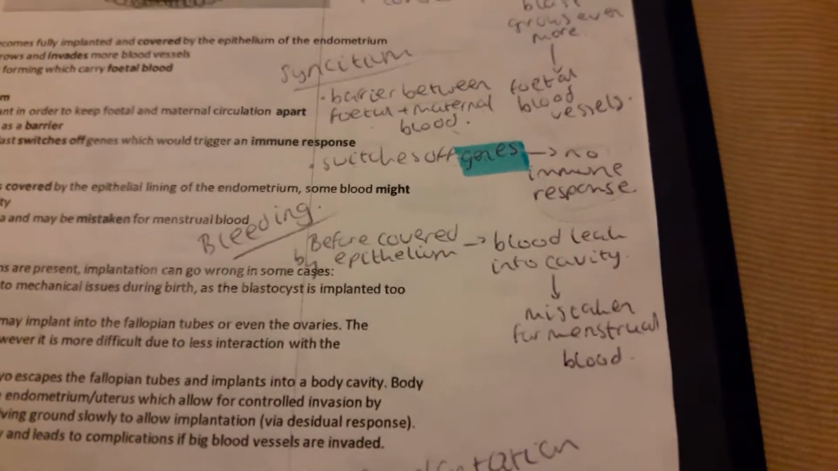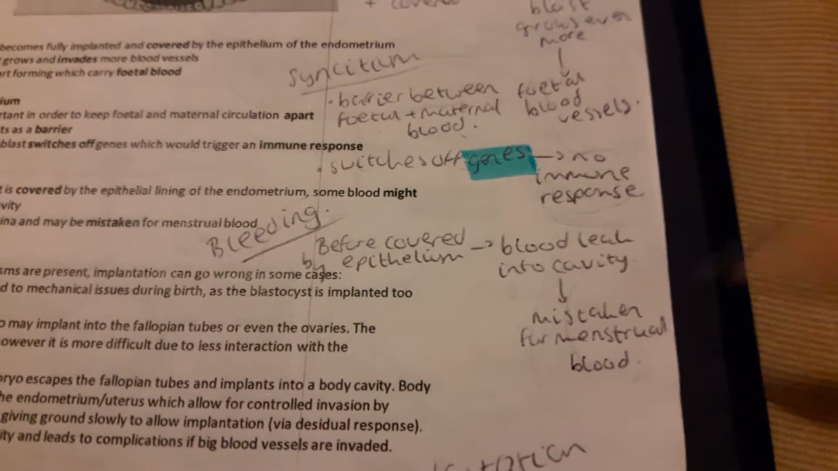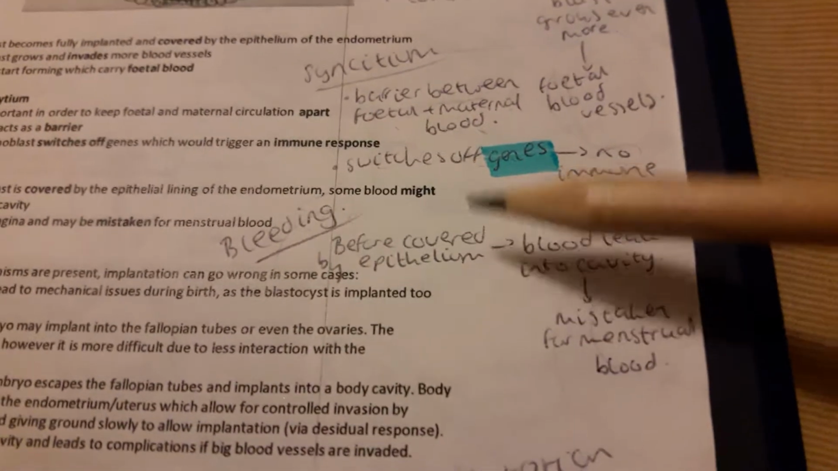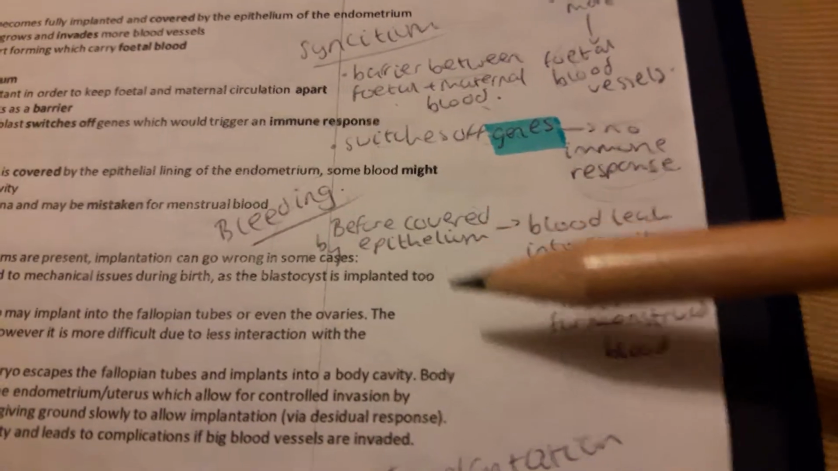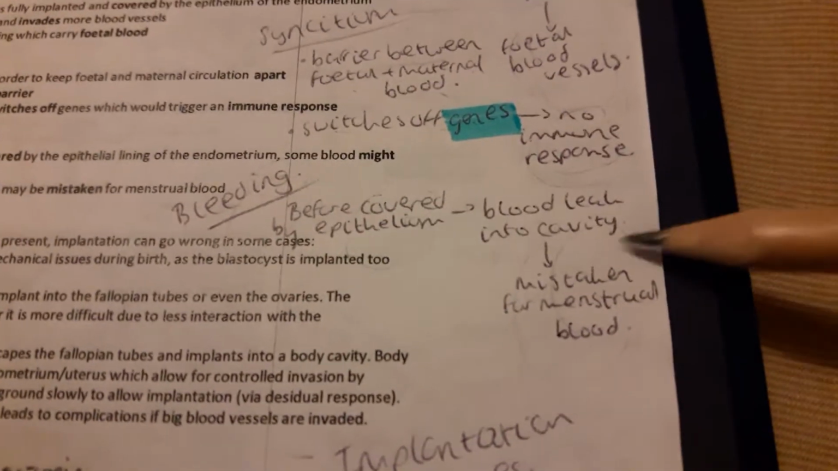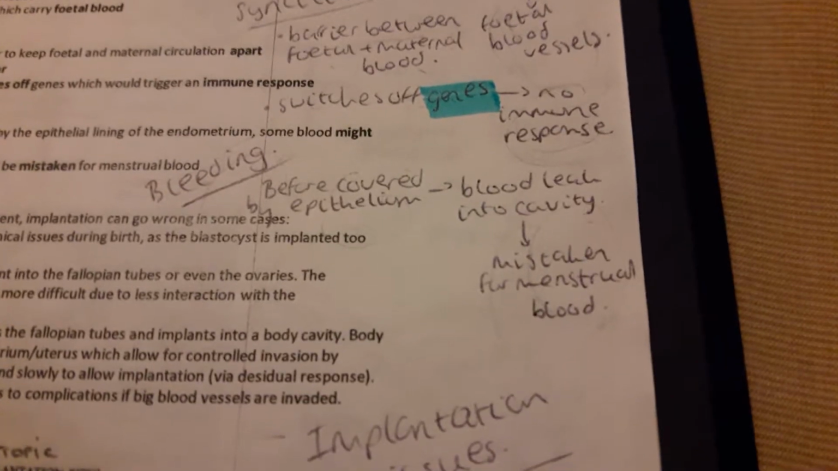Now I'm going to talk about some of the issues that happen with implantation. So first of all, there's bleeding that can happen, which can be mistaken for menstrual blood. Because in stage 5, remember, the blastocyst is pulled into the endometrium by the syncytium. Before it's covered by the epithelium, blood can leak into the cavity, and this can be mistaken for menstrual blood.